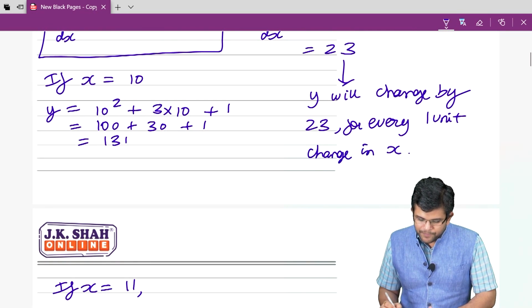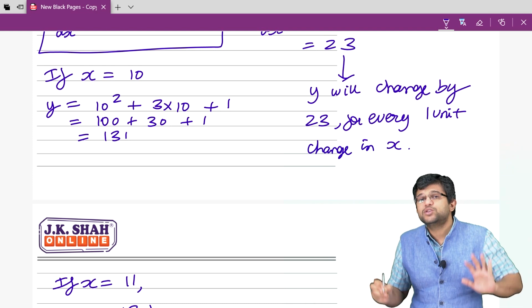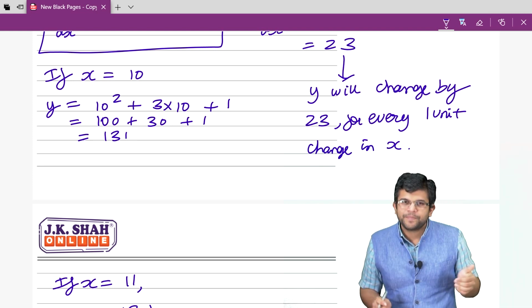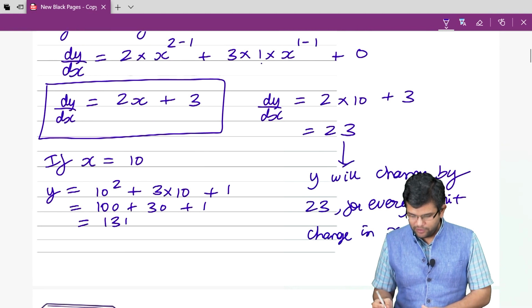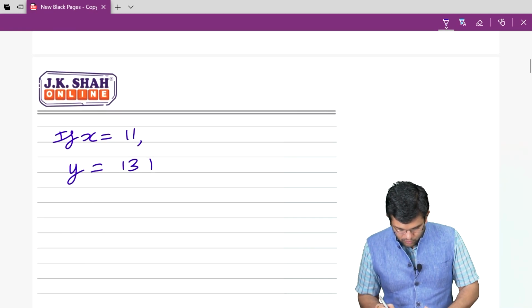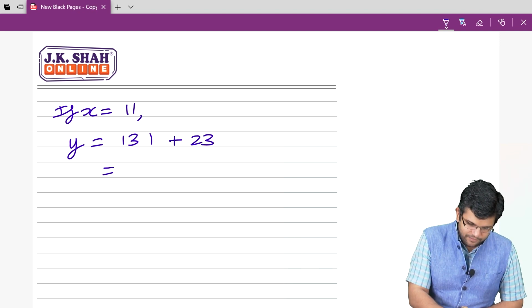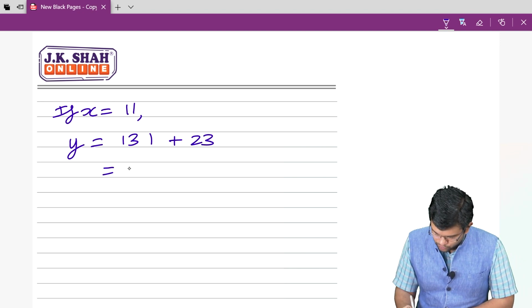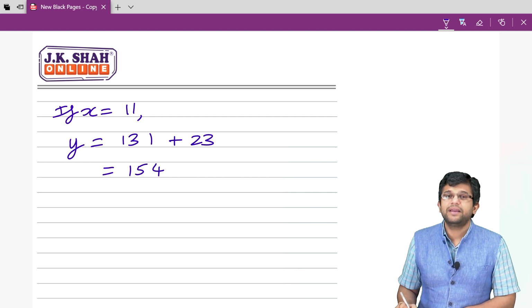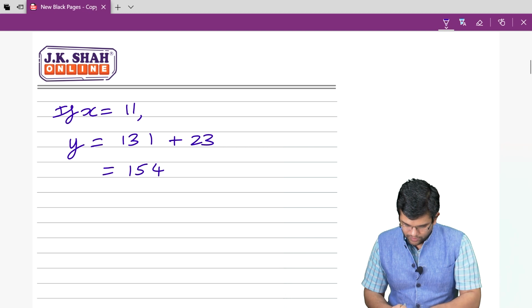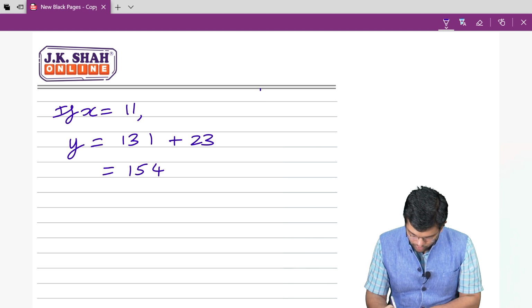Similarly here, children, when x is 10, y is 131. So when x goes from 10 to 11, 1 unit change, y should change by the derivative function, that is 23, which is 131 plus 23. Okay, 131 plus 23, this comes to 154. Everybody clear till here? 154. Children, let me now give you one more example, please.